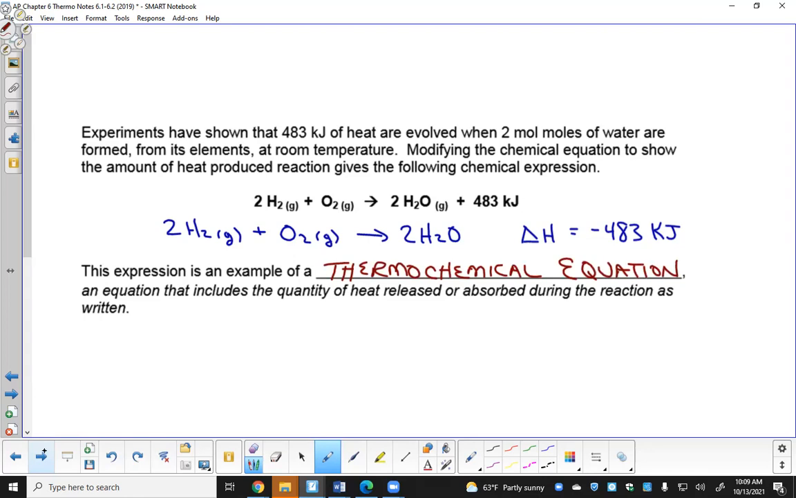I only showed the 483 kilojoules of energy here on the product side, just because in first year chemistry, when we talk about energy going into a reaction or out of a reaction, and maybe even a couple times this year, we just put the energy on the left for endo or the energy on the right for exo. But moving forward, change in enthalpy off to the side of the equation is the proper way to show that.